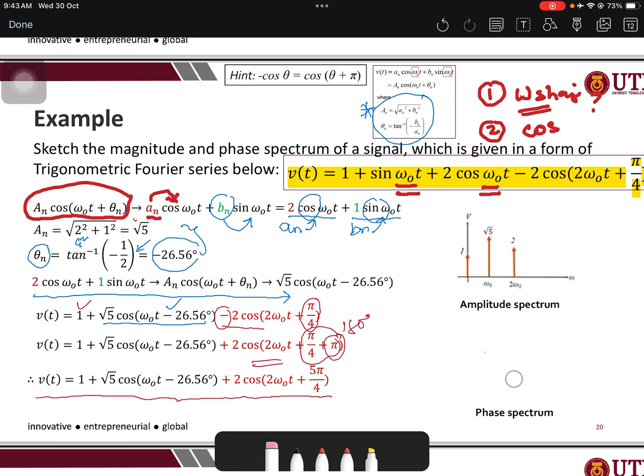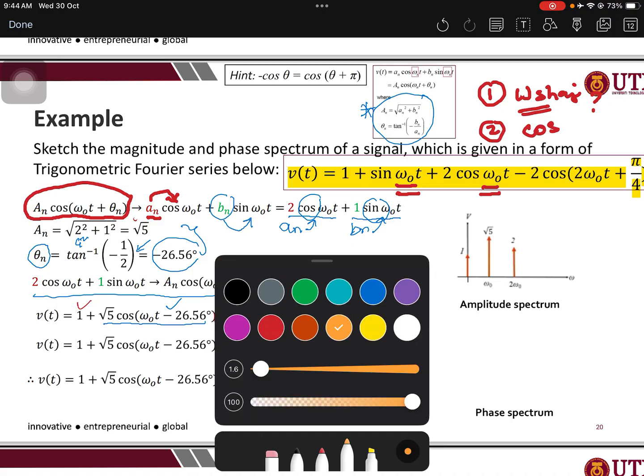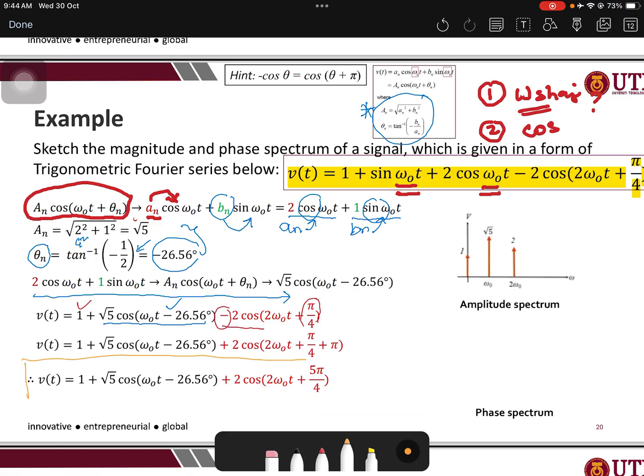Now, how to draw the amplitude spectrum? Let's take a look one by one at the converted signal. Now you have converted the signal here. This is your trigonometric signal. This is your first component, this is your second component with the second angular frequency, and this is your third angular frequency.